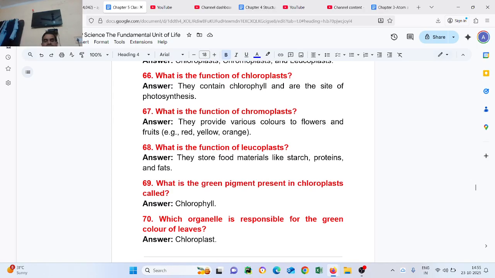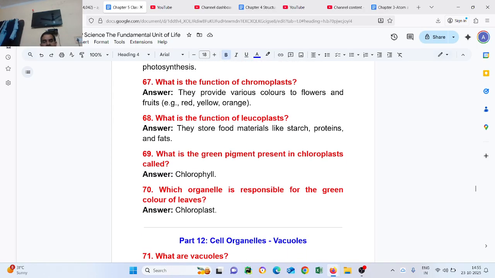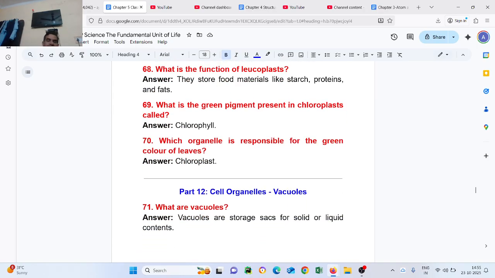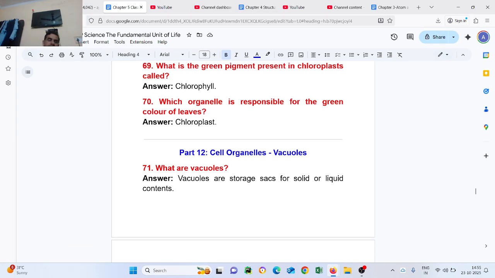Question number 69. What is the green pigment present in chloroplast? Called chlorophyll. Question number 70. Which organelle is responsible for the green color of leaves? Chloroplast. Now move to part 12.